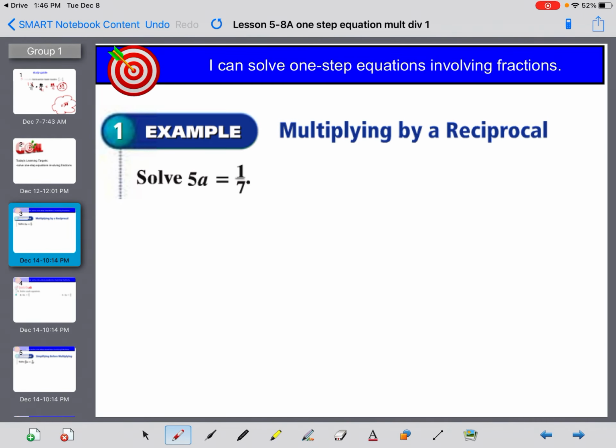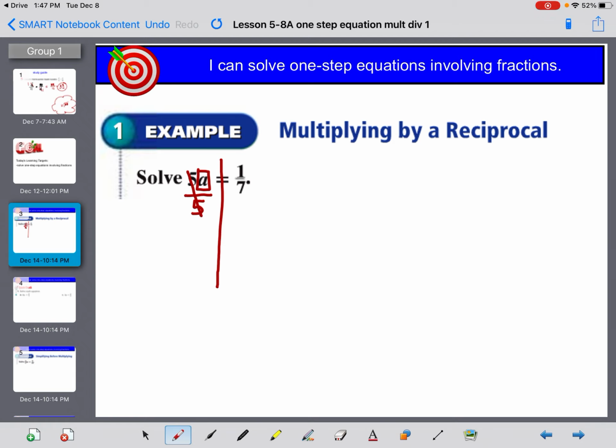5a equals 1/7. Well, that's definitely an equation you need to solve, and 1/7 is definitely a fraction. We solve equations with fractions the same way we solve equations that don't have fractions. Start by drawing a line down that equal sign. Then look at your variable. My variable is a. A is being multiplied by 5. So what should you do? You need to do the inverse of multiplication. We need to divide both sides by 5.